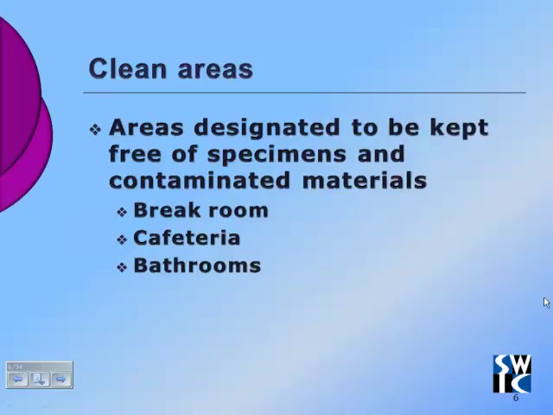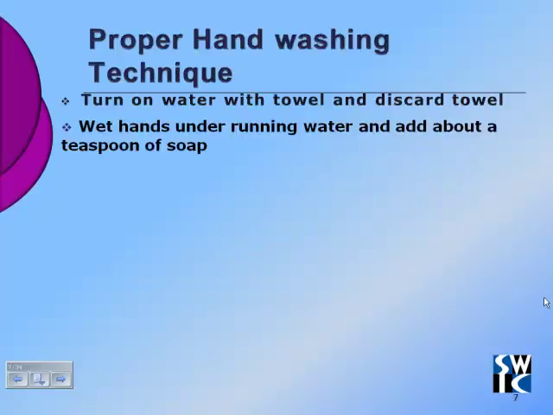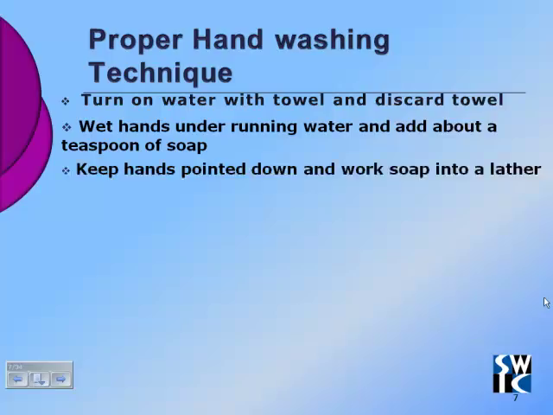Clean areas are areas which are designated to be kept free of specimens and contaminated material. These include the break room, the cafeteria, and bathrooms. Most administrative offices are also required to be clean areas. Proper hand washing technique will be shown in a short video on the next slide.